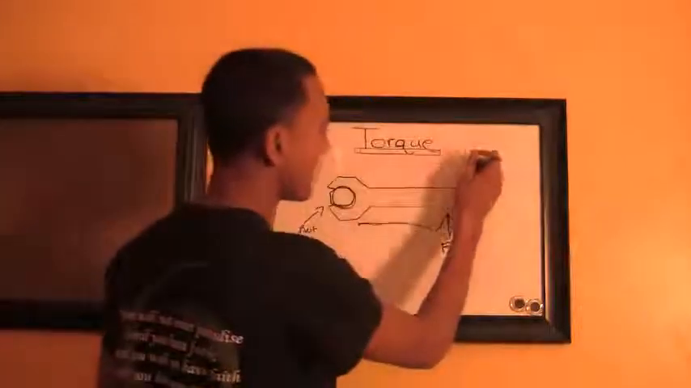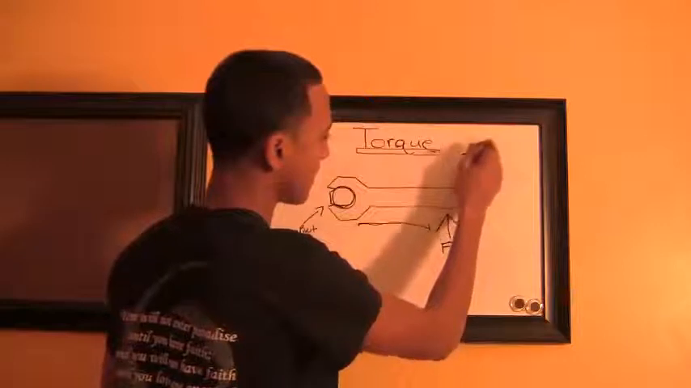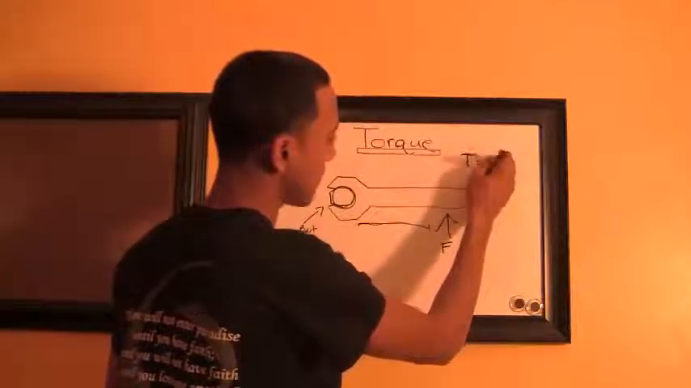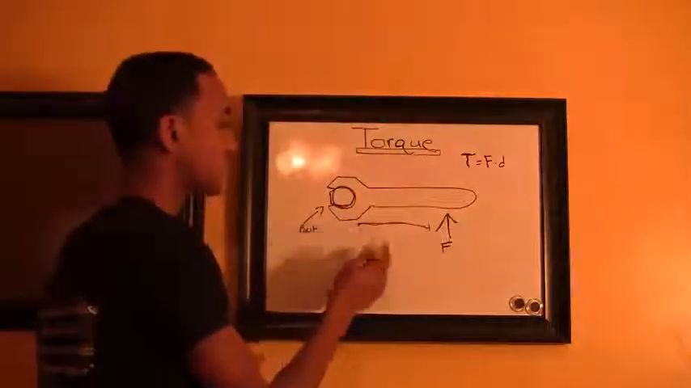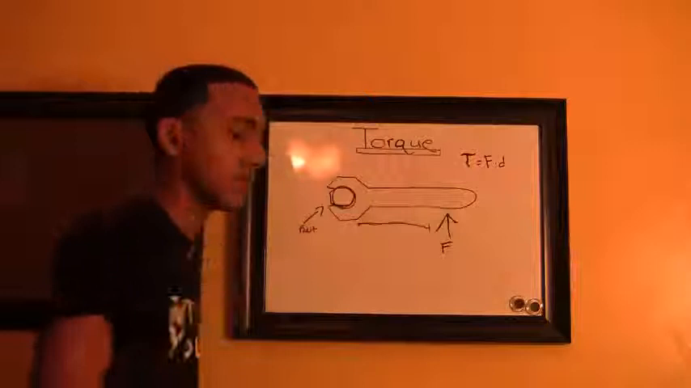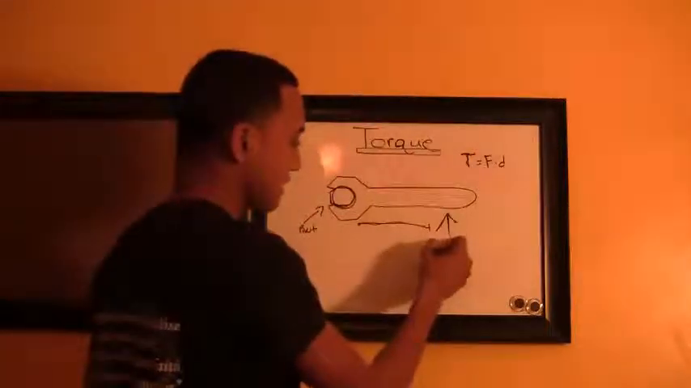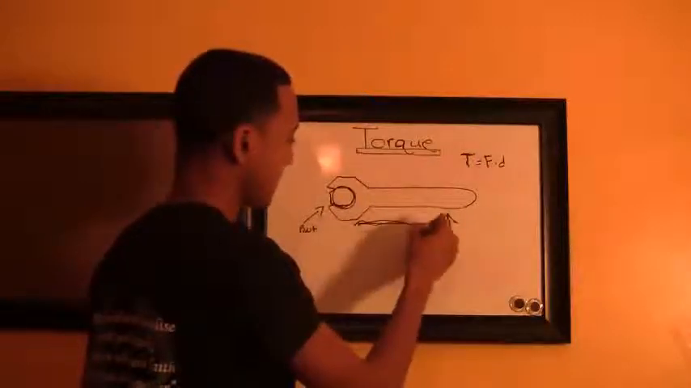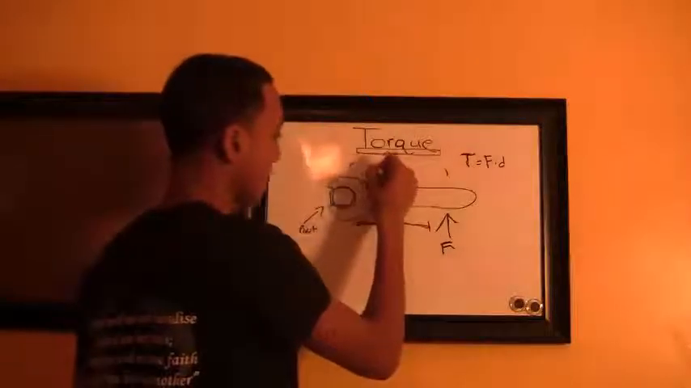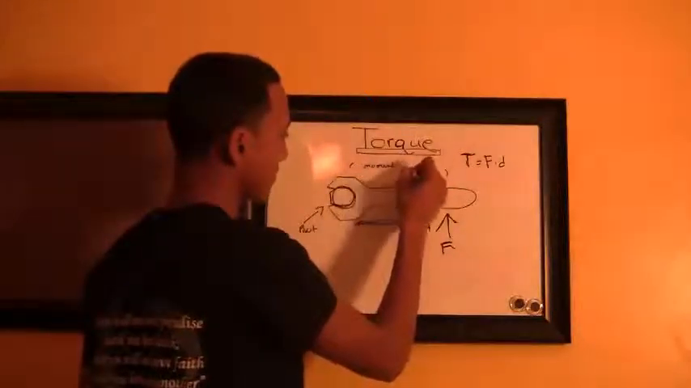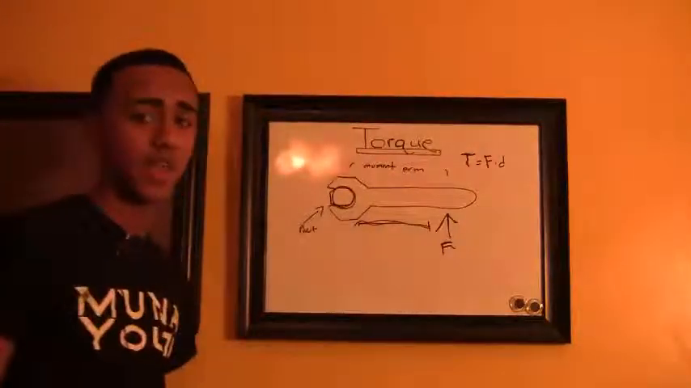Now torque mathematically is, in the Latin tau, equals force times distance. The force times the distance equals the measure of how the object will rotate. And this force is, as we said, perpendicular to this distance vector, which is called the moment arm. And the moment arm is the distance from the pivot point to that particular force.